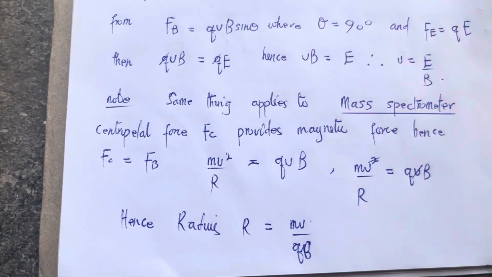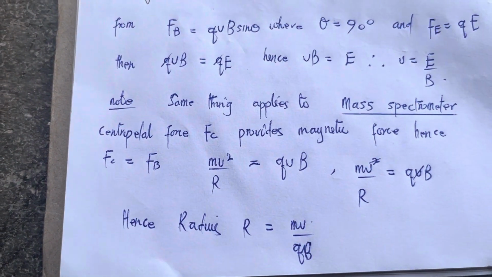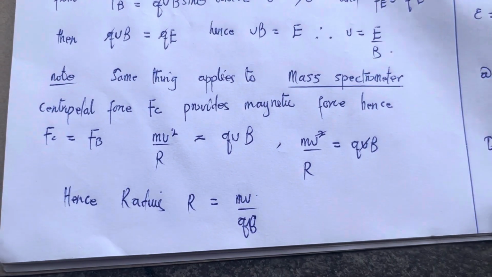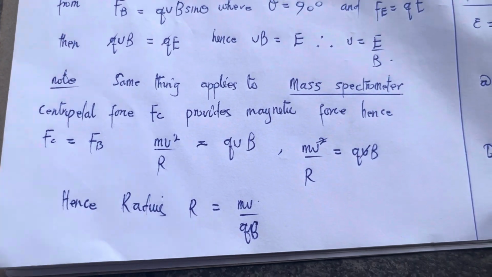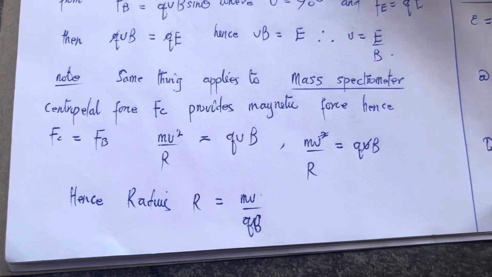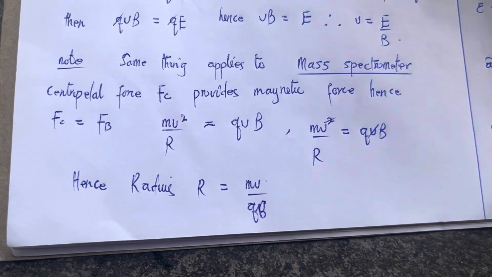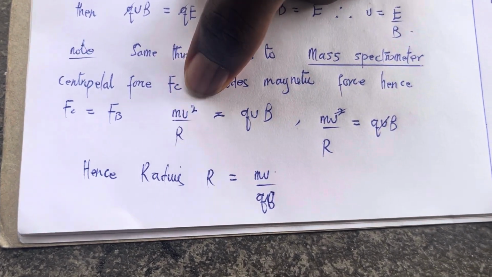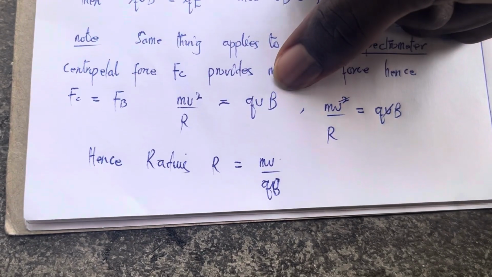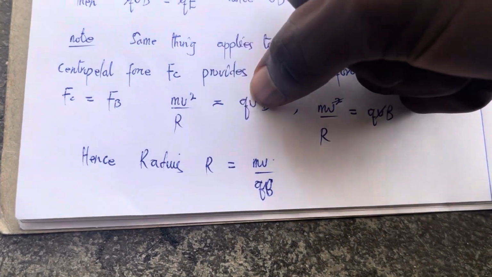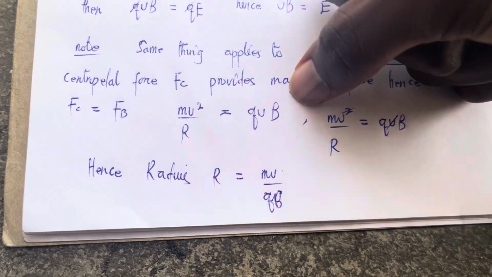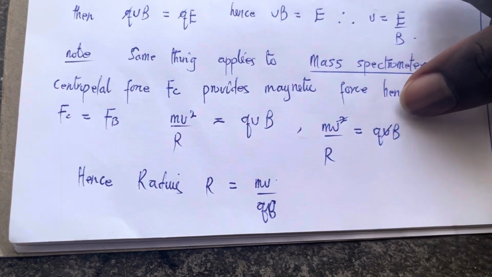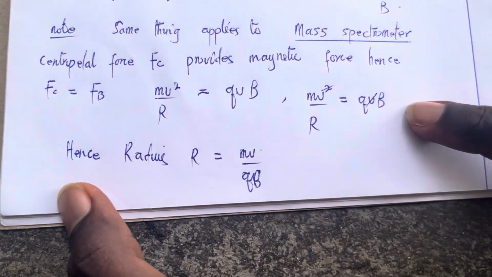The same thing applies to the mass spectrometer. For a mass spectrometer, the particle moves in a circular motion. If it moves in a circular motion, this means that there is a centripetal force, and it's the magnetic force that provides it. So our centripetal force is equal to our magnetic force, and we can equate the two equations. This is the formula for centripetal force: mv squared over r is equal to qvb. We have a velocity on both sides, so one can cancel the other, and we get mv over r is equal to q times the magnetic field.